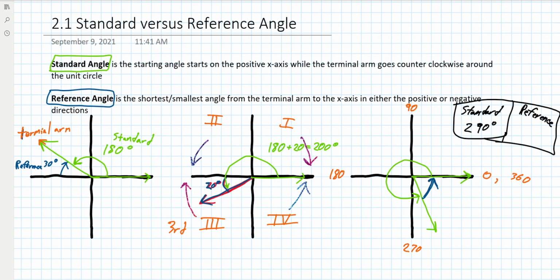So if it's 290, then basically we're asking ourselves, 360 minus 290, and we get 70 degrees. Okay, another way you could do it is, if 270 is the regular and it's 290, this is 20, so you could go 90 minus 20 is 70. So however makes you feel most comfortable, but the reference angle here is 70 degrees.